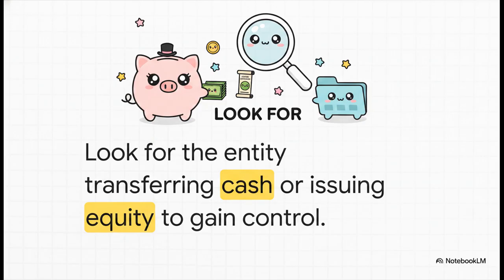This is where the legal acquirer, the one actually issuing the shares, is considered the acquiree for accounting purposes. It's pretty wild, but it often happens when a private company wants to go public without the hassle of an IPO, so they arrange for a public shell company to legally acquire them, but the private company's management is the one who actually takes control.